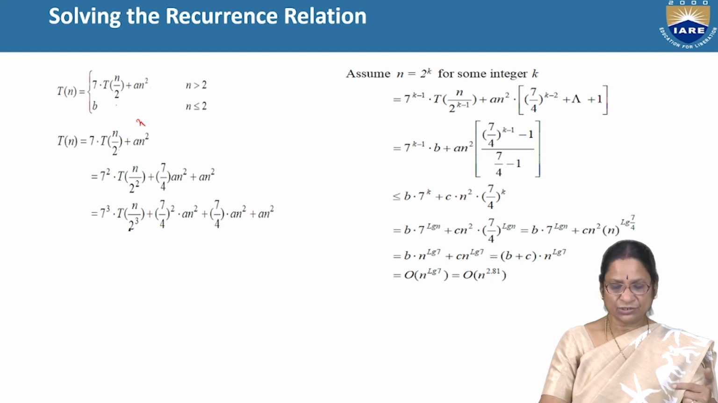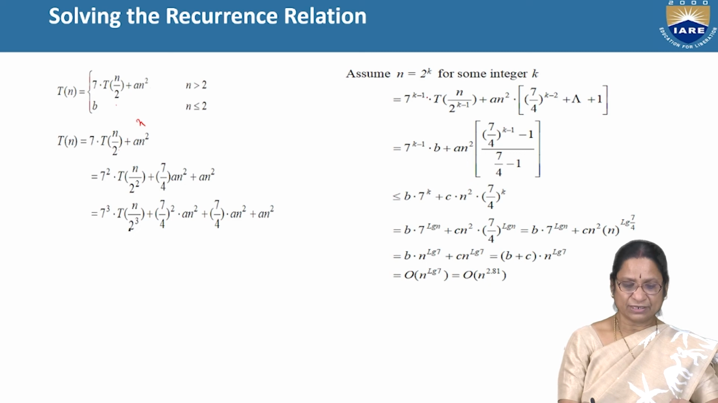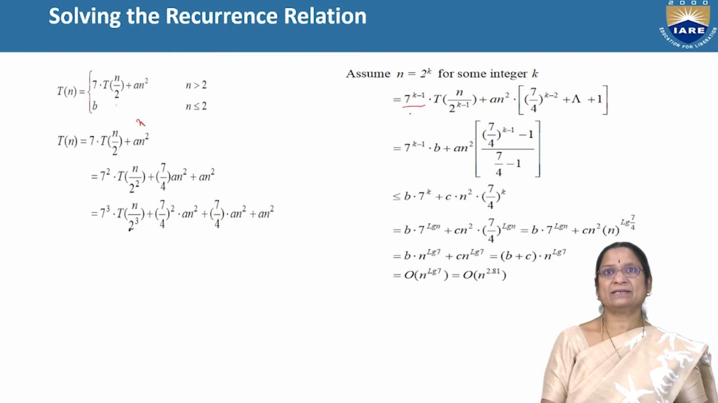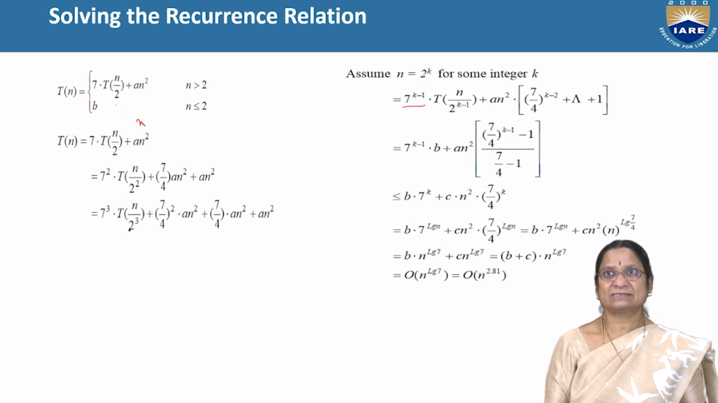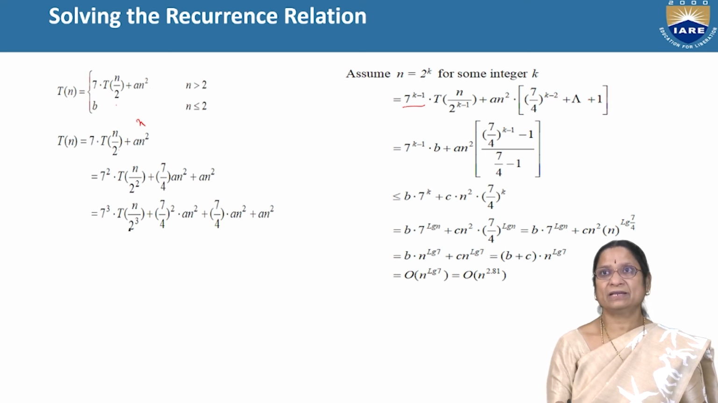So if we continue like that, we will get the kth term as, you observe here, this is 0, 1, 2. So for the kth term, 7 power k minus 1 will be there. T of n by 2 power k minus 1 plus a n square into 7 by 4 whole power k minus 2 plus 1 we are going to get.